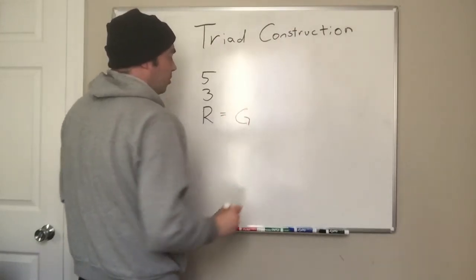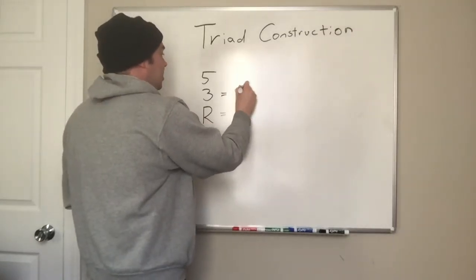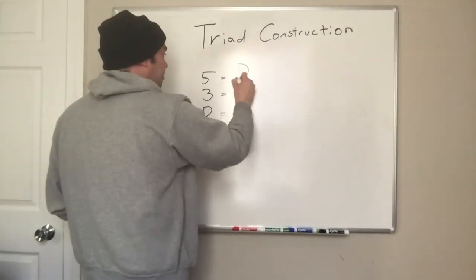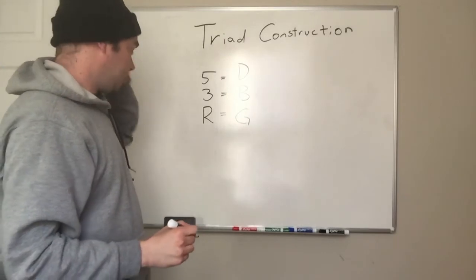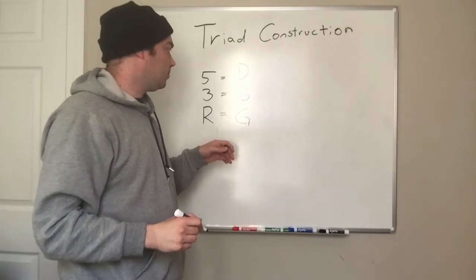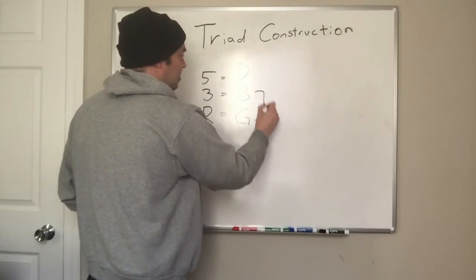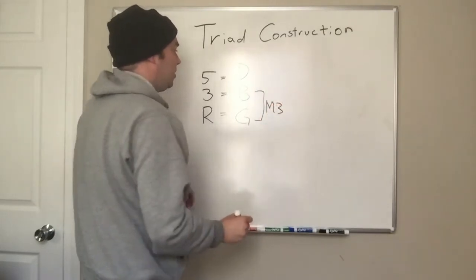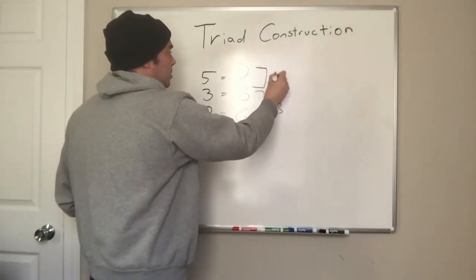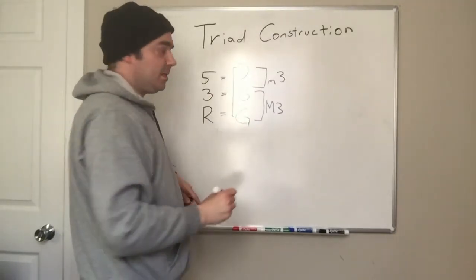So if we have a G major chord, the root is G, the third is B, and the fifth is D. All right. So the intervals between G and B, the interval is a major third. The interval between B and D is a minor third. And the interval between the 2 outside notes, G and D, is a perfect fifth.